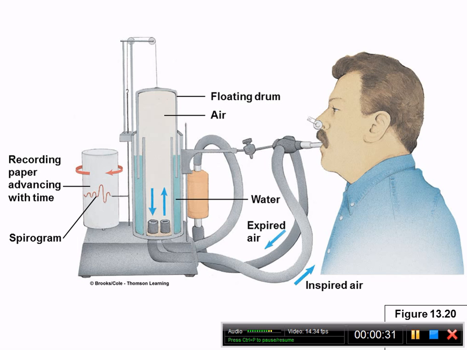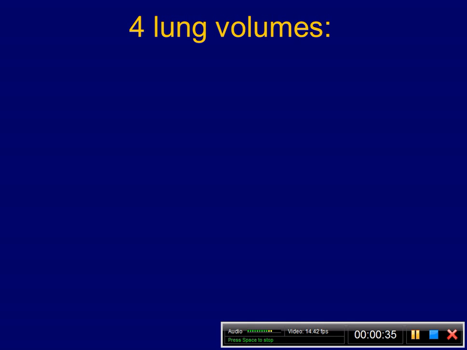But in lab, I did say that you needed to know how to run a spirometer. You need to know these 4 lung volumes. So anybody remember what the normal breath is if you've had lab already? It's called tidal volume. The tidal volume is just the normal you breathe in, breathe out. What's the amount beyond tidal volume that you can breathe in? It's extra, so it's called inspiratory reserve volume.